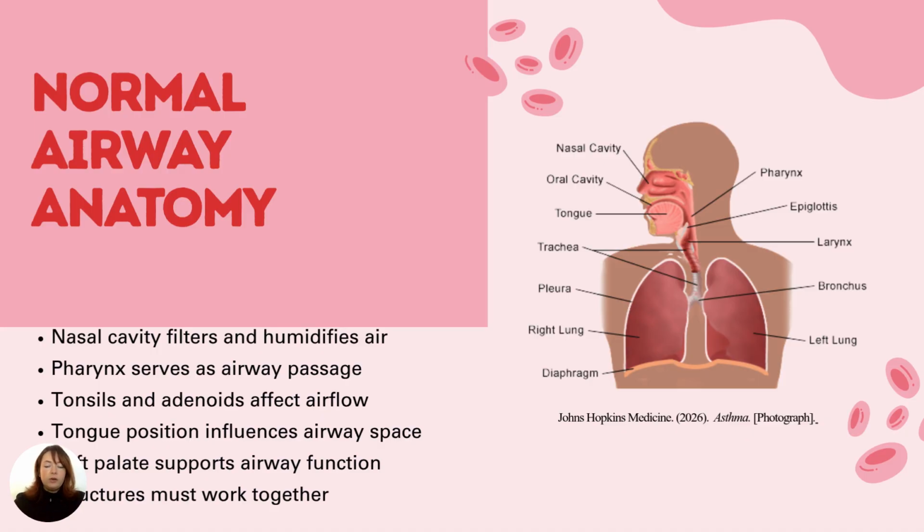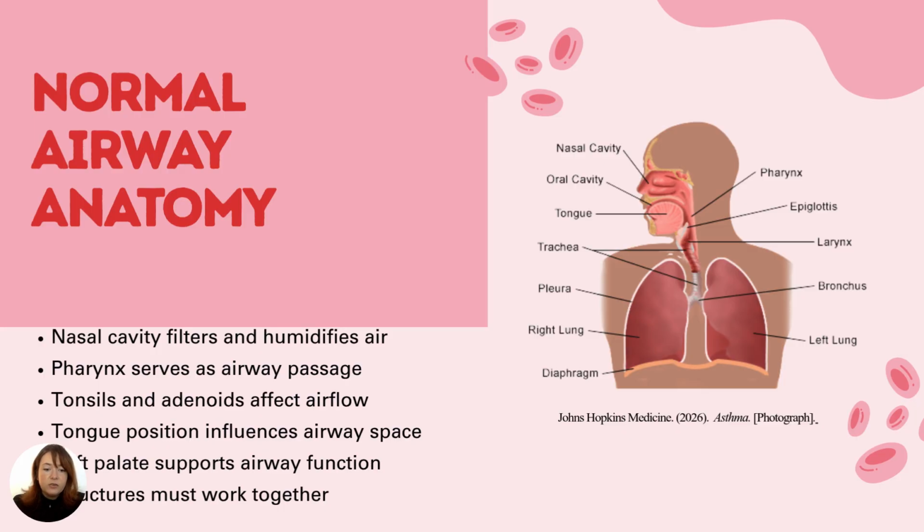So right now we're going to look over the normal airway anatomy. You can see we have the nasal cavity right there near the tongue, the oral cavity. The nasal sits above the oral, the tongue's right there, and then along the throat we have the pharynx, the epiglottis, the larynx, and then the trachea leads to the bronchus, and then the lungs, the diaphragm. So the nasal cavity filters and humidifies the air, and then the pharynx serves as an airway passage.